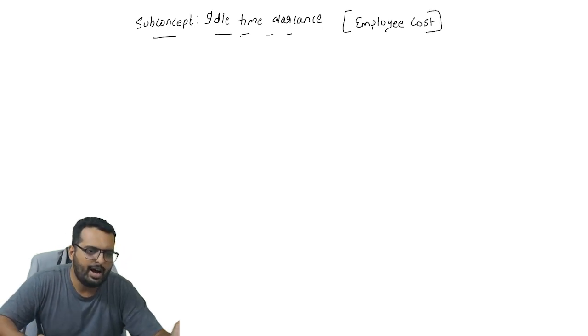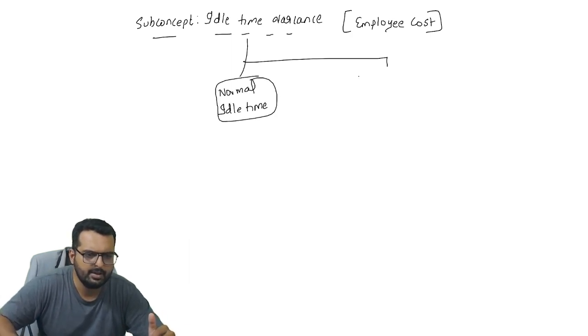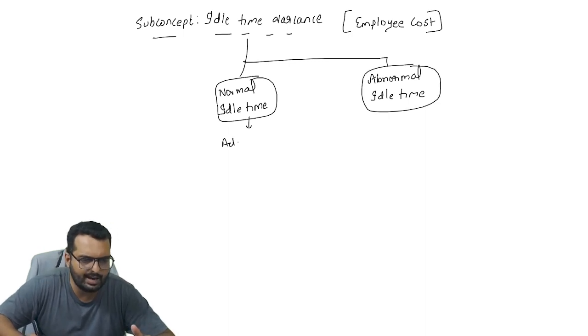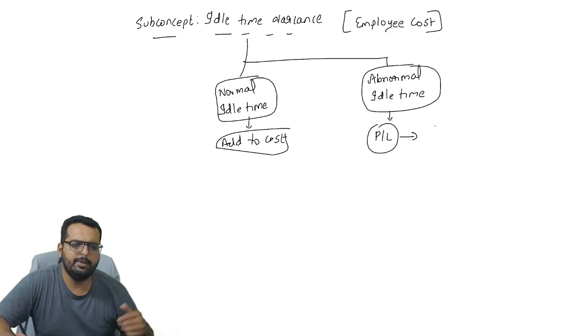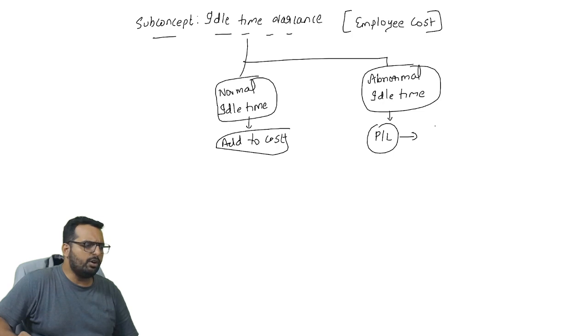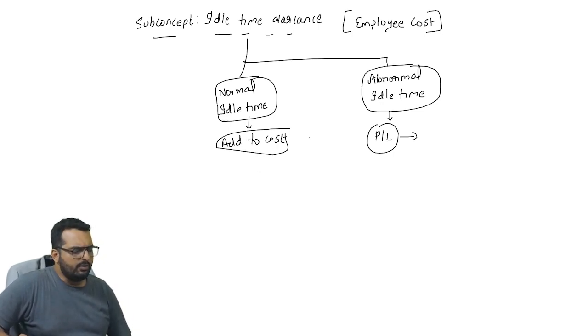Now, idle time, there are two types of idle time. One is normal idle time, and the other one is abnormal idle time. I had told you normal idle time should be added to the cost. Am I right? But abnormal idle time should go to the P&L account. So tell me, abnormal idle time, will it be an adverse variance or a favorable variance?